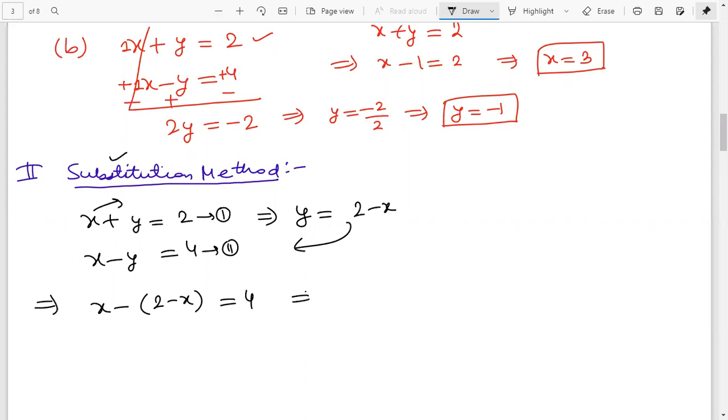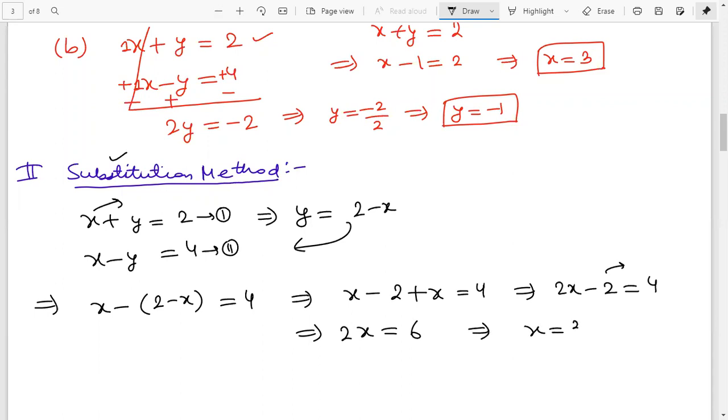So now we can solve. This will be x minus, bracket will open, x minus 2, and then minus minus plus, so plus x, equal to 4. So x plus x is 2x, minus 2 equal to 4, and finally 2x equal to 6, because the number will go to the other side. 2 plus 4 is 6. So finally we got the x value 3.